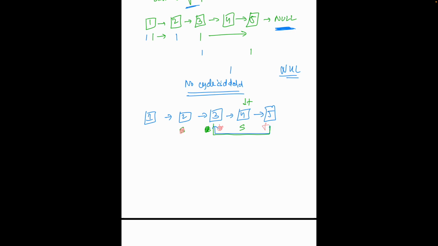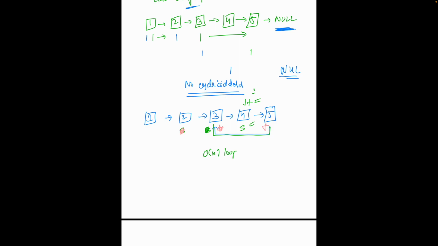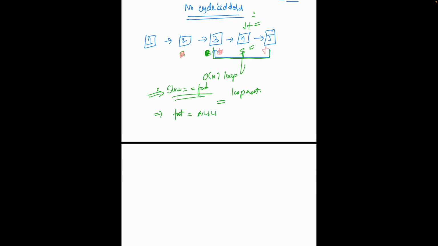So anytime a cycle exists, slow and fast will eventually come to the same point within a Big O of n loop. As soon as you see slow equals fast, you're going to say, all right, a loop exists. So there are two conditions in this code. If slow equals fast, that means a loop exists. But if while traversing fast becomes null, that means a loop does not exist. So if you think about it, we can solve this question in Big O of n.